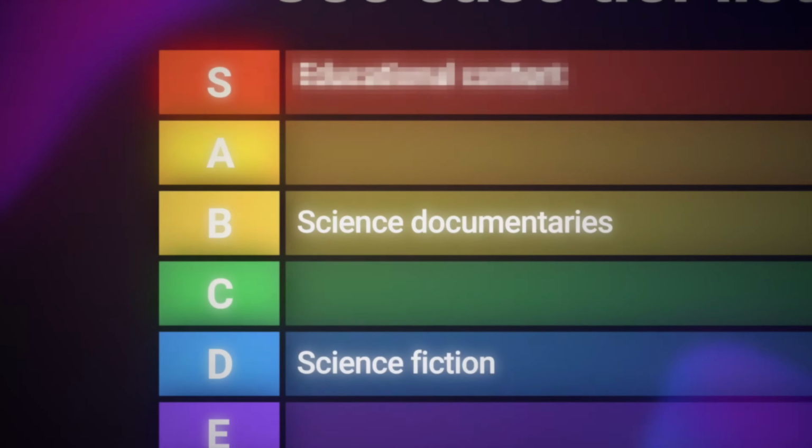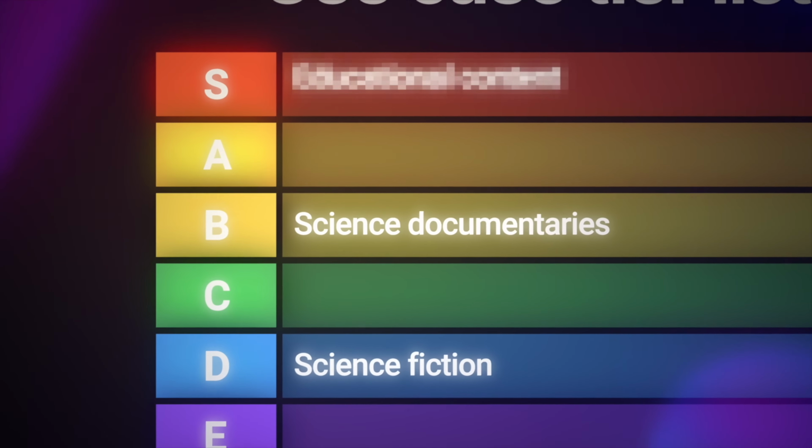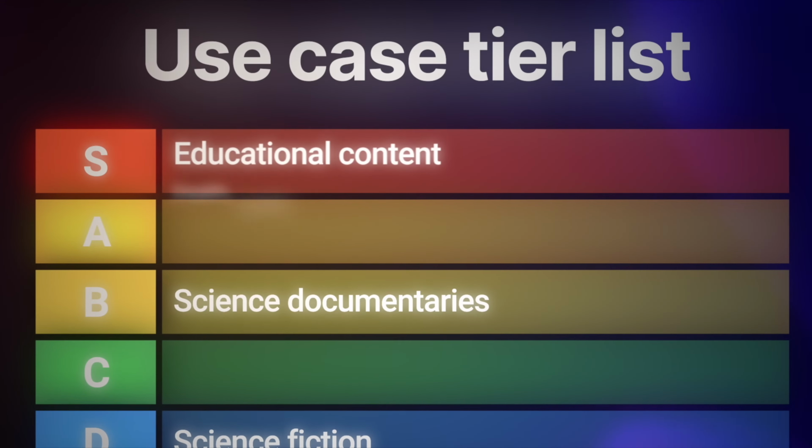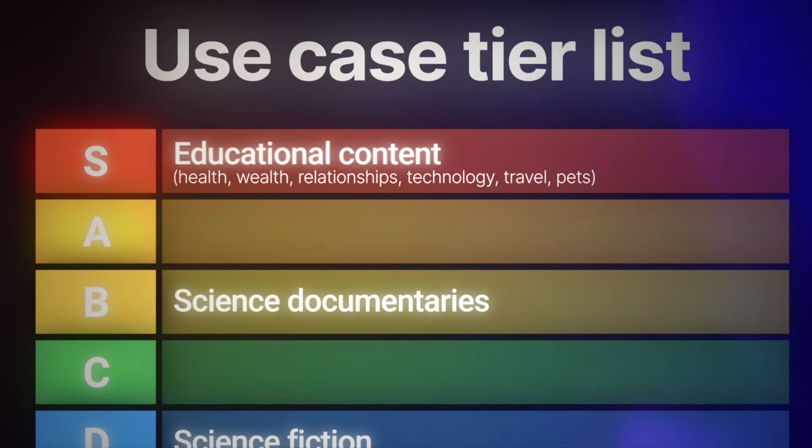And now let's go up to the very top of the tier list on the actual types of channels I recommend starting, which are typically in niches like health, wealth, relationships, technology, travel, and pets. And that's due to the fact that people typically have problems in these niches. You probably heard me talk about them before if you're a regular viewer here on the channel.